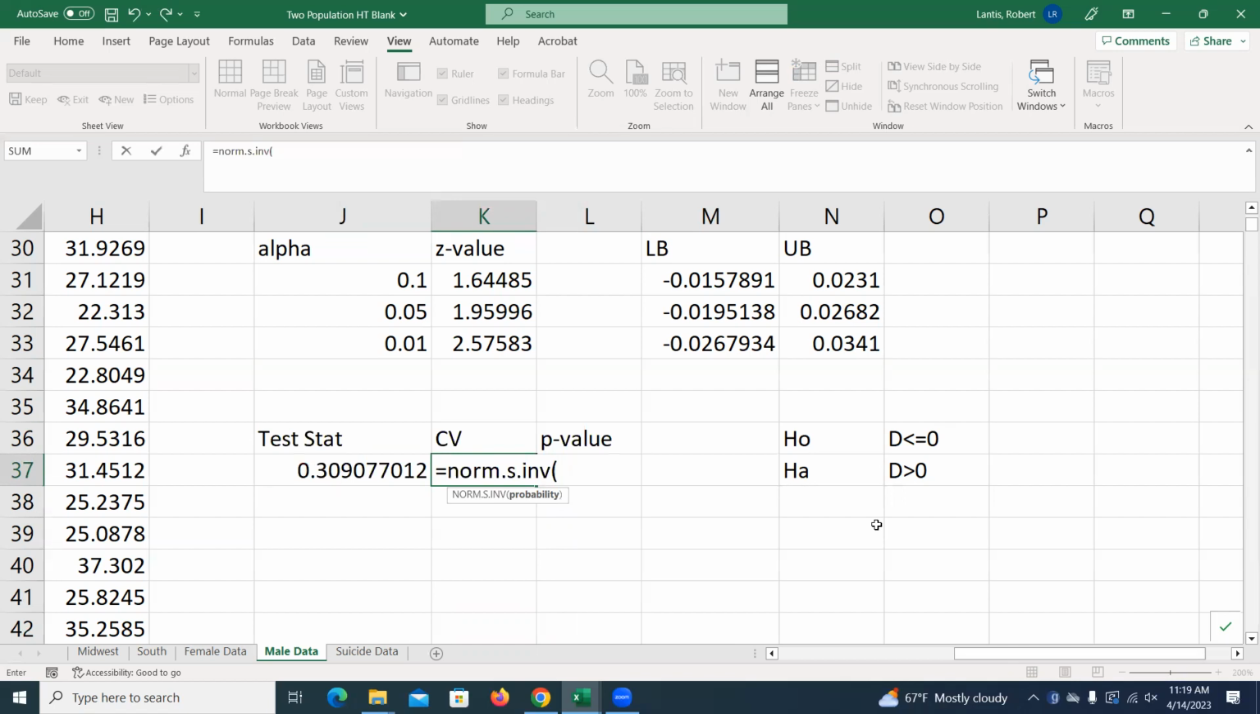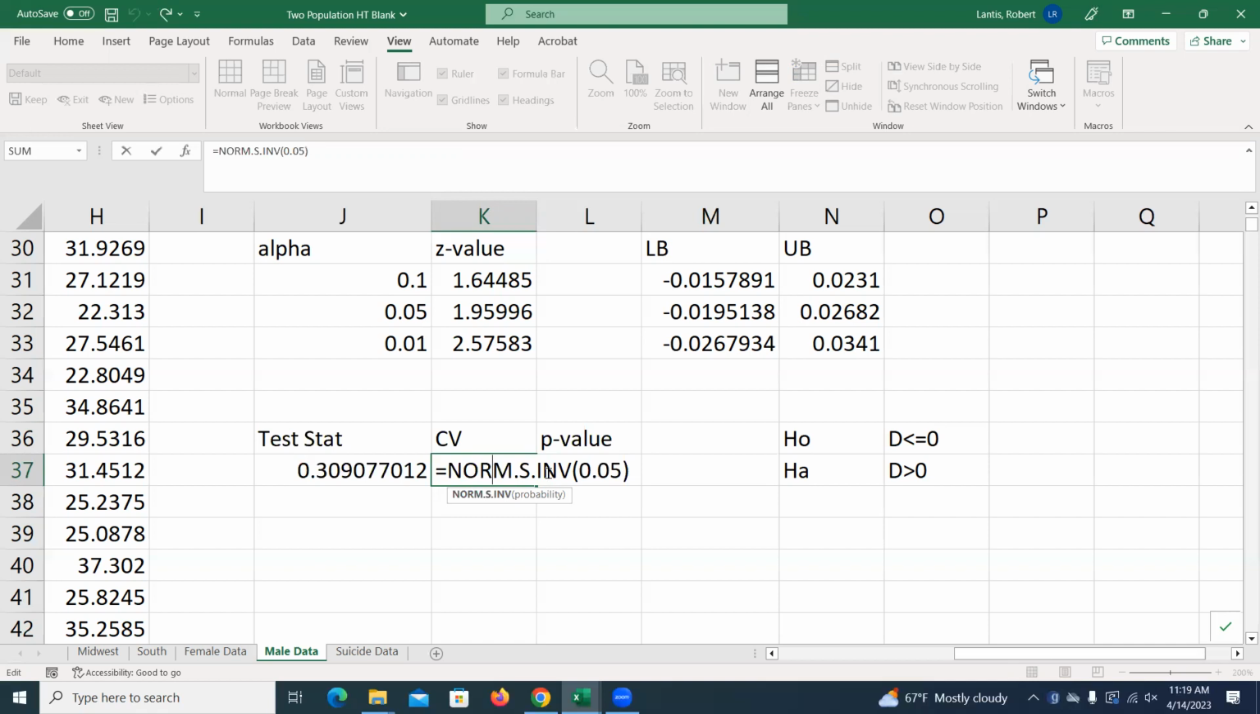Now, the problem is if I just simply tell it alpha, what's wrong with this critical value? What did we just say? It's got to be positive, right? Now, that's okay because I've got a symmetric distribution. The area to the right of this critical value will be the same as the area to the left of that negative value. So I could just use the absolute value function and get rid of that negative sign, because I remember it's a right-tailed test.